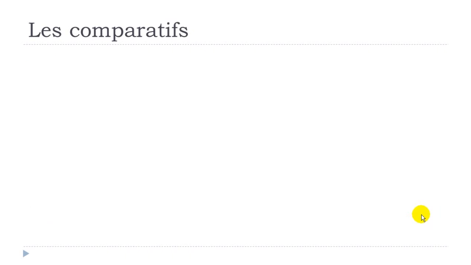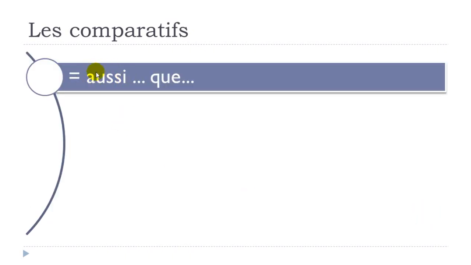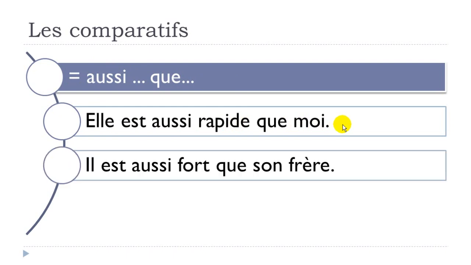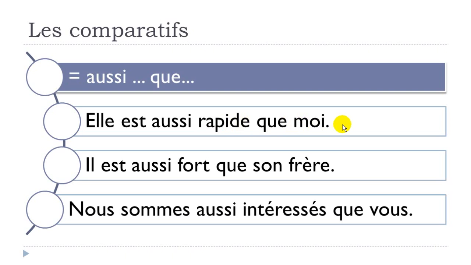All right? And then aussi, then you put your adjective, que, then, and the rest of the sentence. Okay, so the same examples. Elle est aussi rapide que moi. Il est aussi fort que son frère. Nous sommes aussi intéressés que vous. Okay, so I'll repeat them. Elle est aussi rapide que moi. Il est aussi fort que son frère. Nous sommes aussi intéressés que vous.